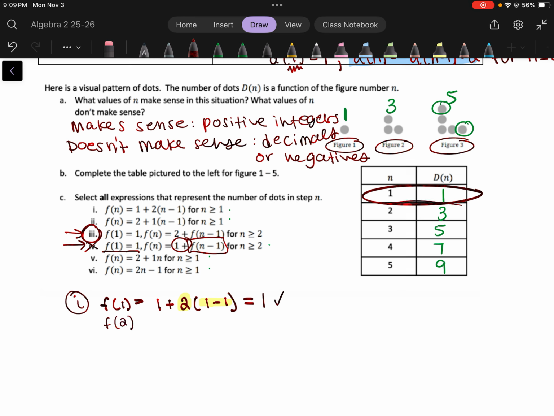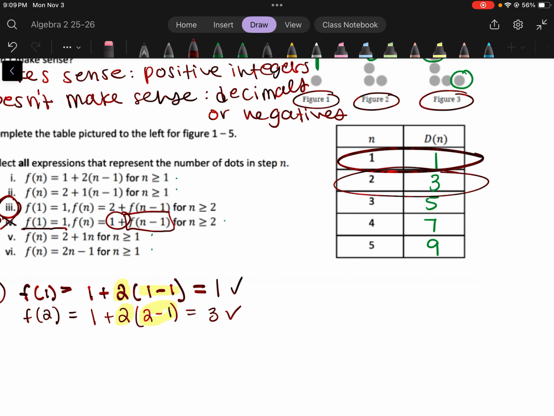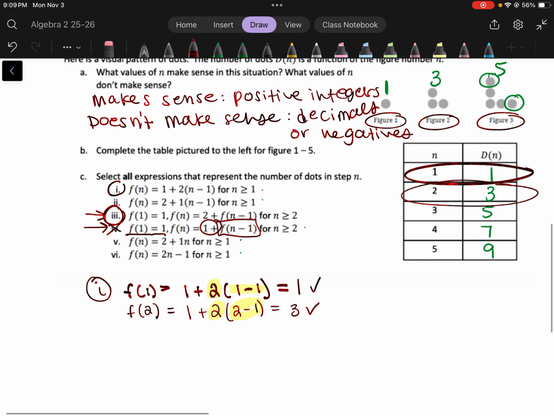Again, if I look at the table, I should get 3 when I plug in 2. So I'm using the same formula from Roman numeral 1. 1 plus 2. This time n is 2. So 2 minus 1. Let's see if that works. 2 minus 1 is 1. 1 times 2 is 2. And 2 plus 1 is 3. So it looks like this one also works. So far we have 2 of the 6 that are correct.